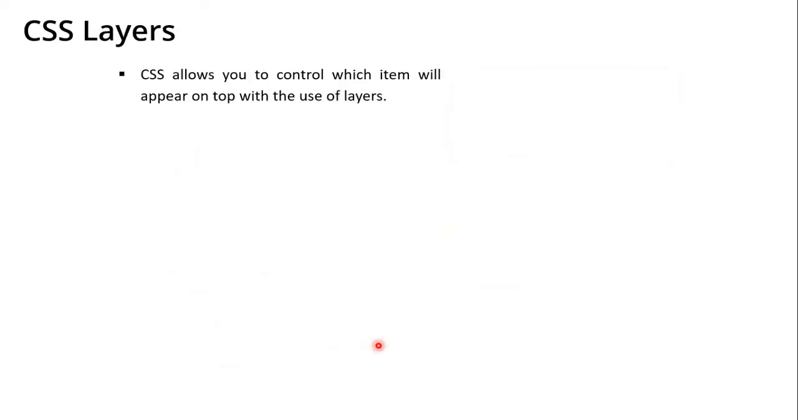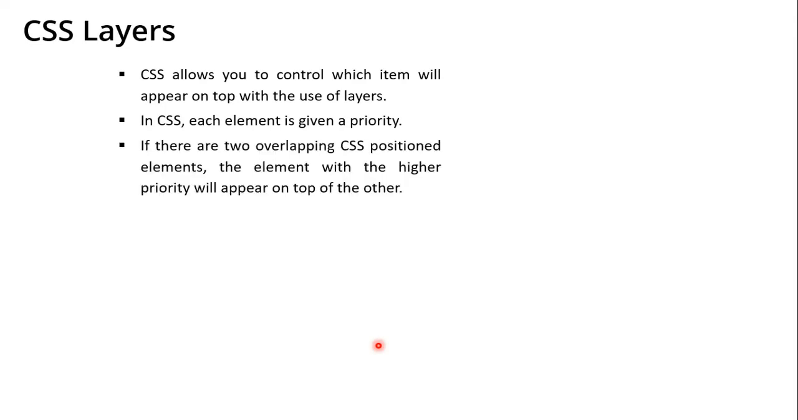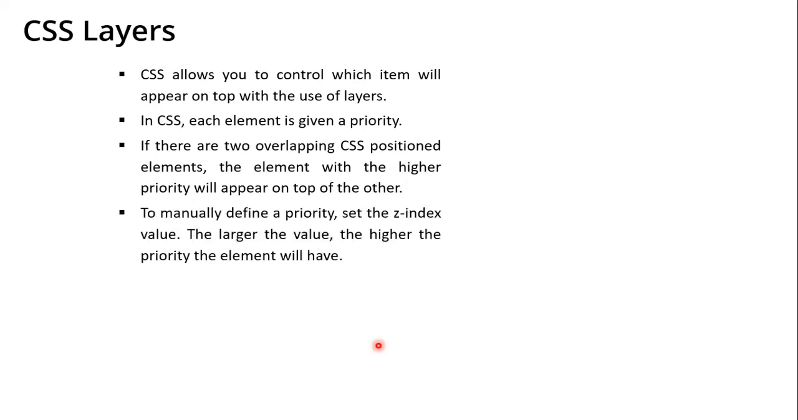CSS layers. CSS allows you to control which item will appear on top with the use of layers, so we can divide into different layers. In CSS each element is given a priority. If there are two overlapping CSS positioned elements, the element with the higher priority will appear on top of the others. To manually define a priority, set the z-index value. The larger the value, the higher the priority the element will have. So the one with higher priority will display first.